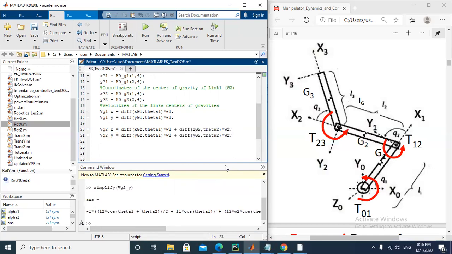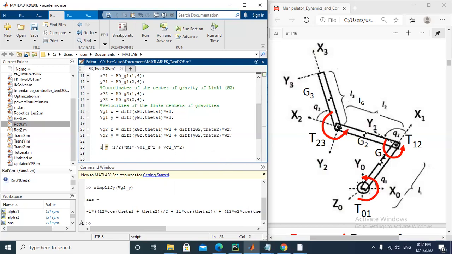What are we going to do right now? We're going to find our Lagrange. The total kinetic energy of the system is equal to 1/2 multiplied by m1, the mass of the first link, multiplied by vg1x squared plus vg1y squared. This is the velocity of the first link, the kinetic energy of the first link, plus you have to do the energy of the second link.